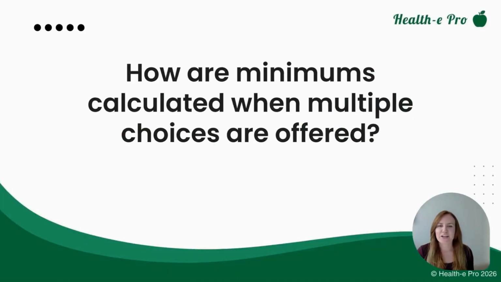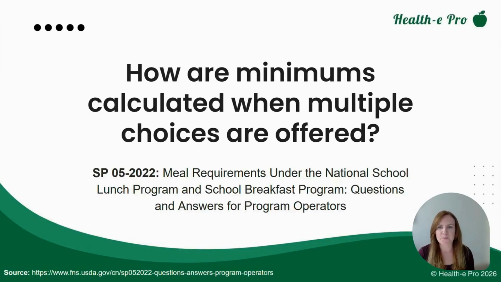You may be thinking, that's great, Jessica, but how are minimums calculated when multiple choices are offered? USDA has answered this question for us in a memo. The memo code is SP05-2022. The web address is on this slide, but you can just do a web search for SP05-2022 and it will come right up.